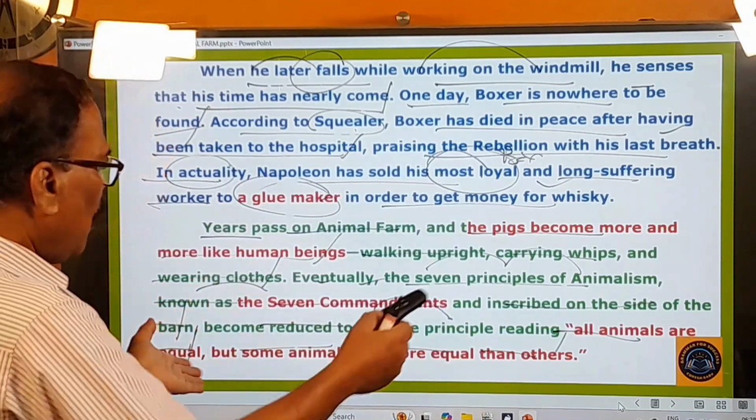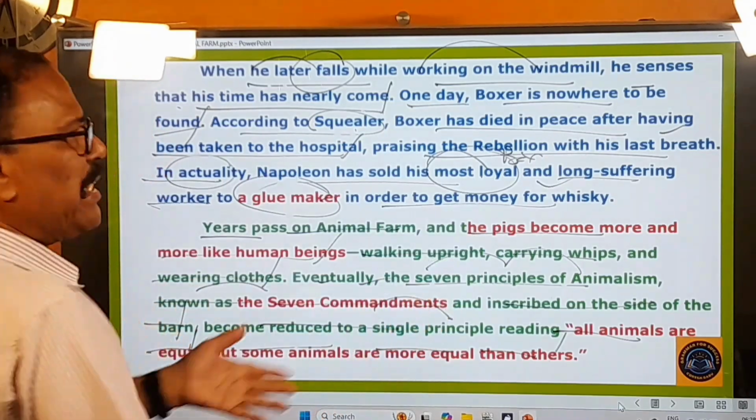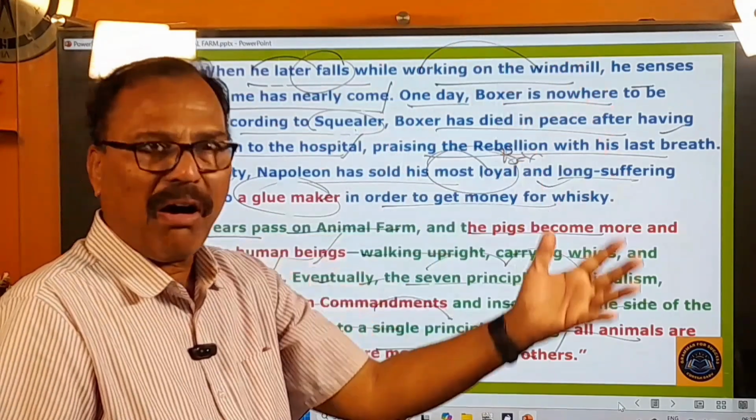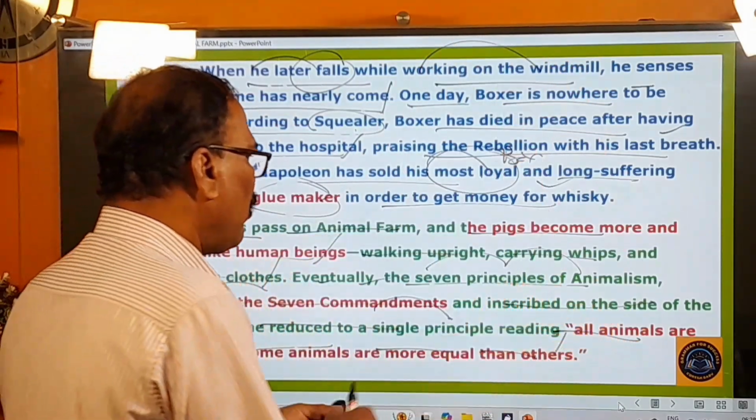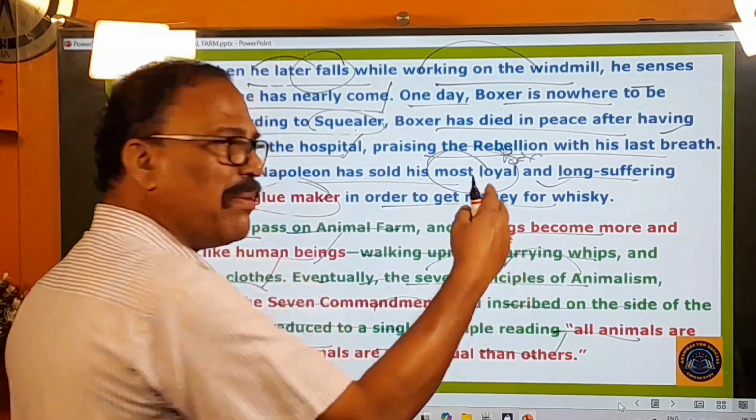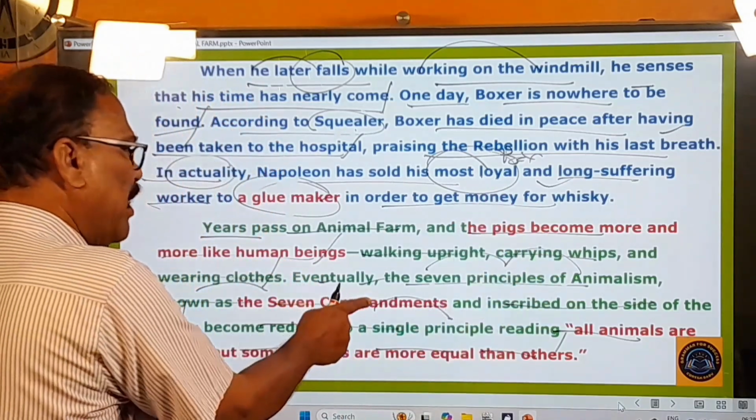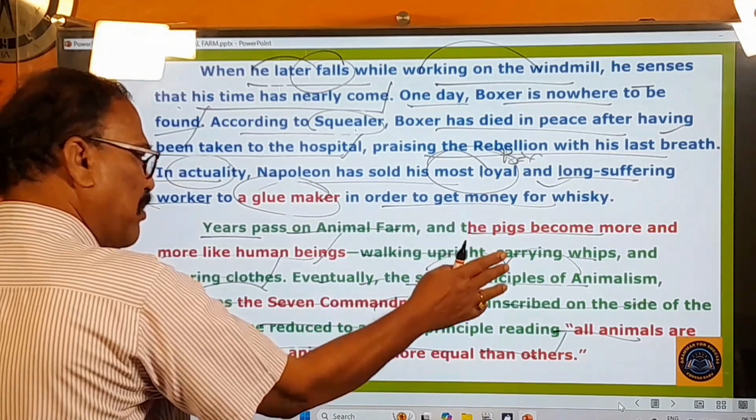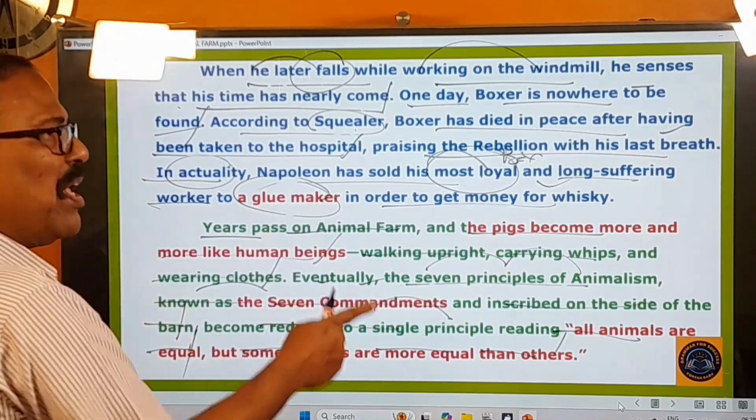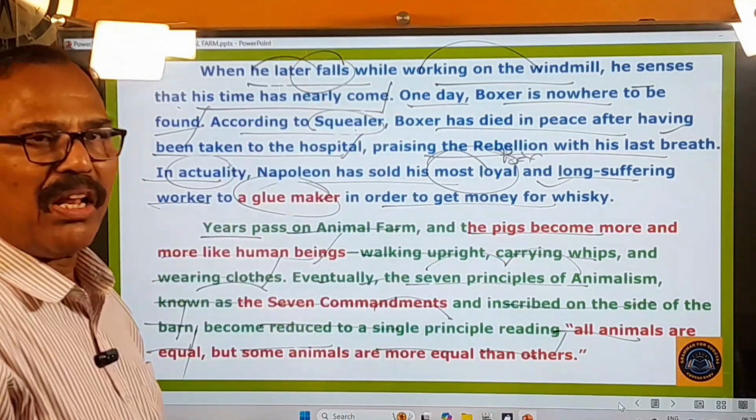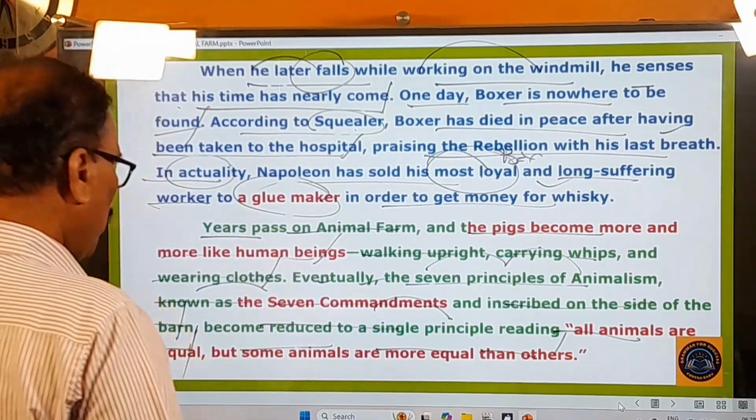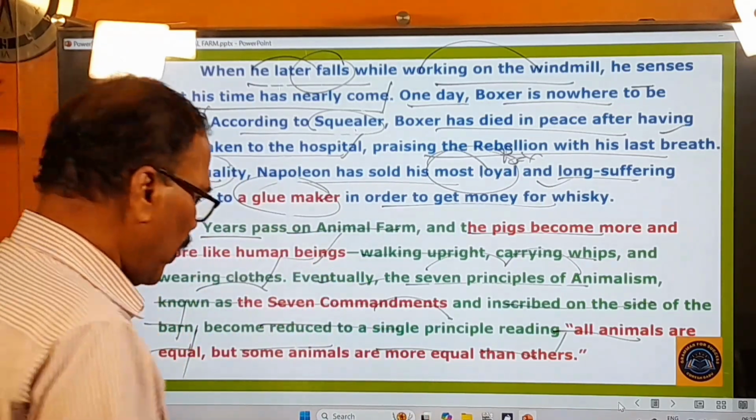So this is the slogan, this is the principle that has been written on the wall of the barn, striking off all the 7 principles of animalism or 7 commandments. So instead of these 7 principles of animalism, only one principle has been inscribed on the wall of the barn. So after a few years, now let's move on to other paragraphs of the story.